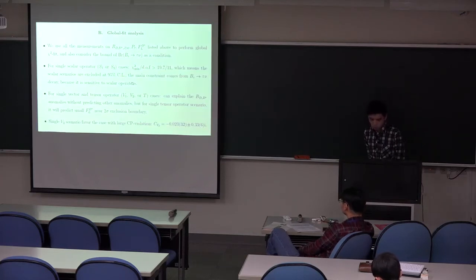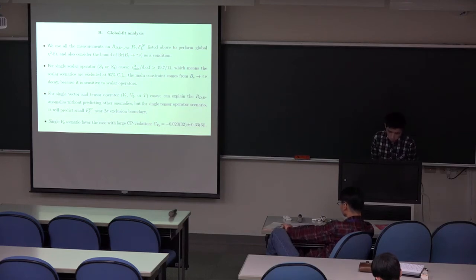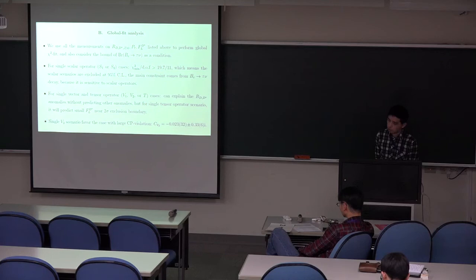And then we turn to the global fit analysis. We perform the chi-square fit for all the RD, D star, XI, ETO, and FL observables, and the BC to tau nu current ratio is used as a condition. For the single operator cases, for example, we pick one operator once. A pure scalar or pseudo-scalar is already excluded at 95% confidence level.